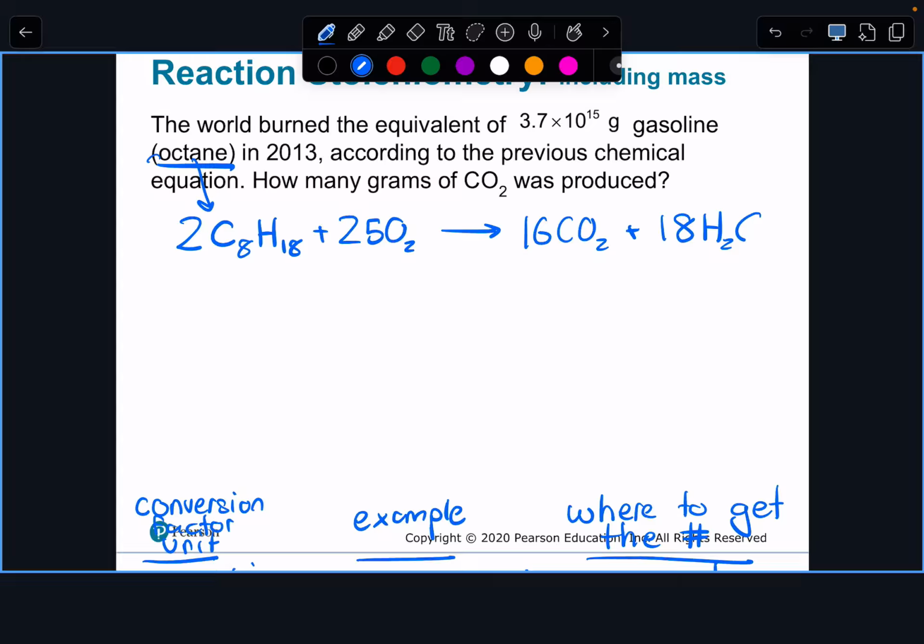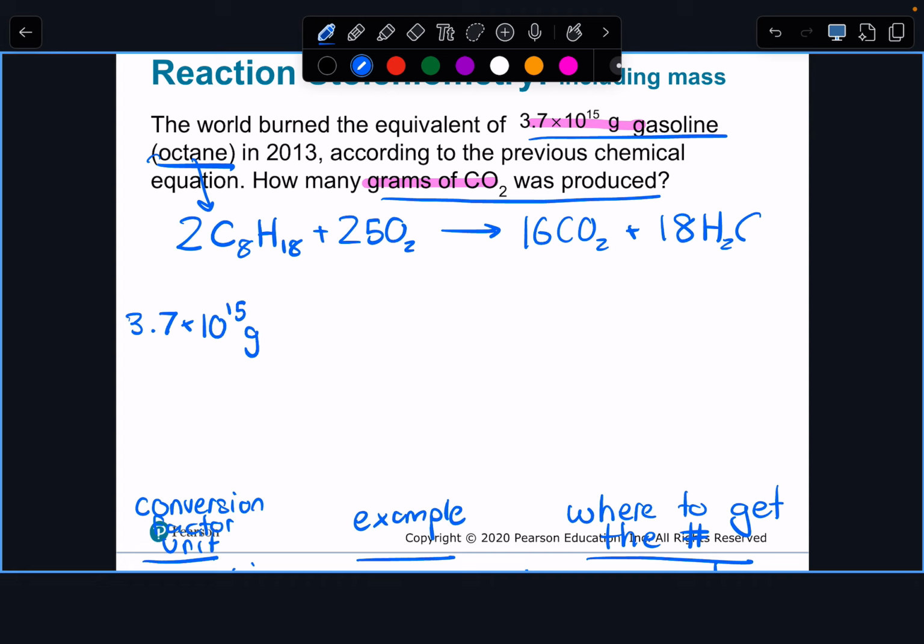How many grams of CO2 were produced? So we're starting with grams of octane, looking for grams of CO2. So if you initially start this problem, you might say, like, start by trying to convert.